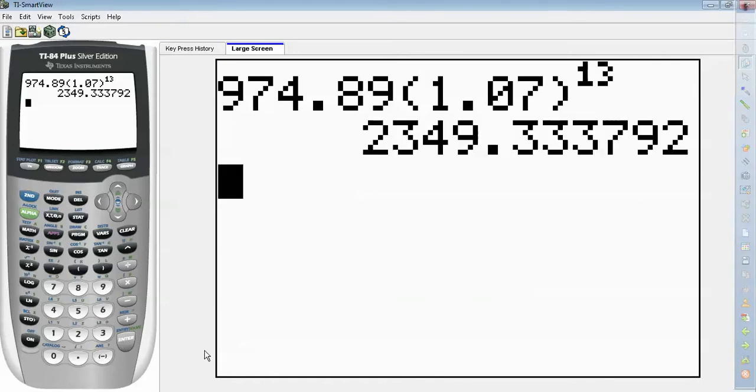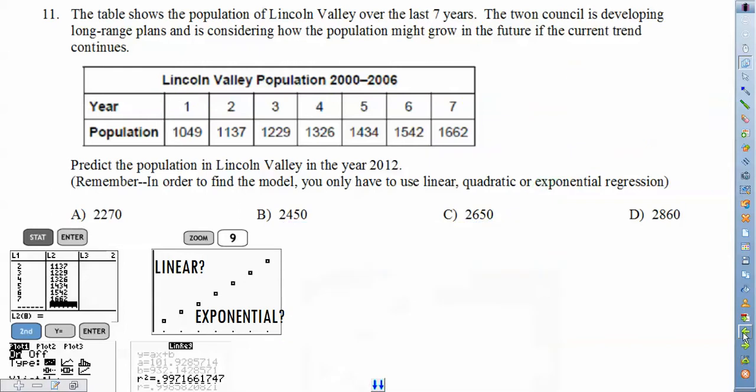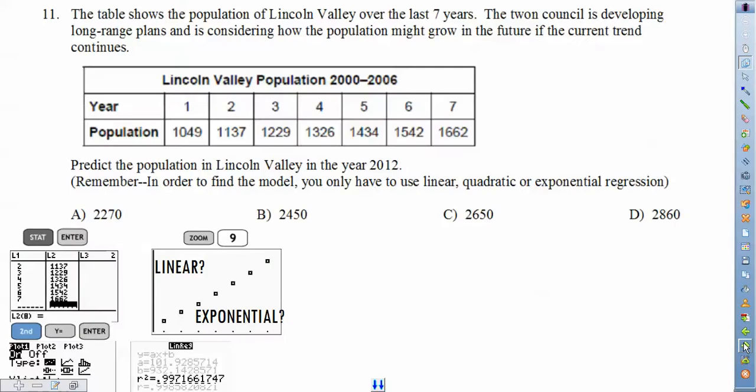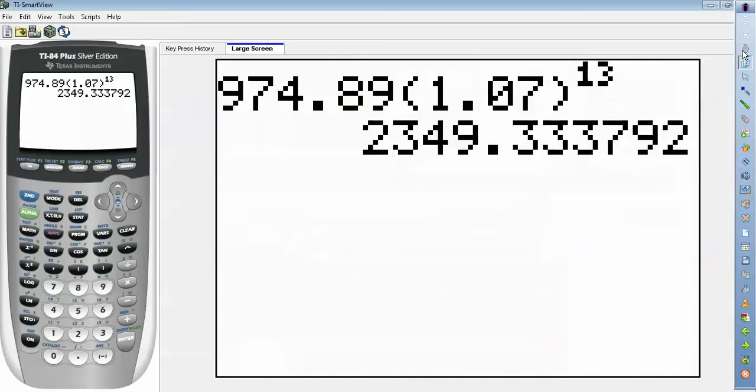So now we have 2349. Let's try and find the best answer. 2349. I'm missing something here. Did I write the right number there? 974. Let's check my number. 974.89. Is that the right number? Yeah, that's the right number. 1.08? 1.08. I wonder if that makes a difference. Boy, because that number's really off.